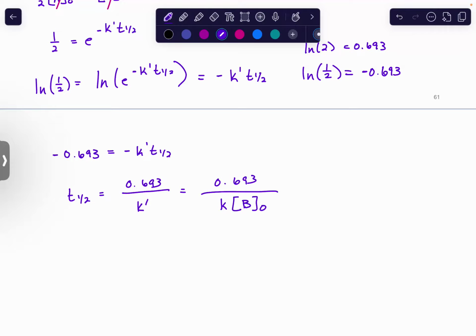So we end up pretty much at the same place, as we would expect, since we modeled this as a pseudo first order. We just have to remember that in the pseudo first order regime, we have this initial concentration of reactant B.